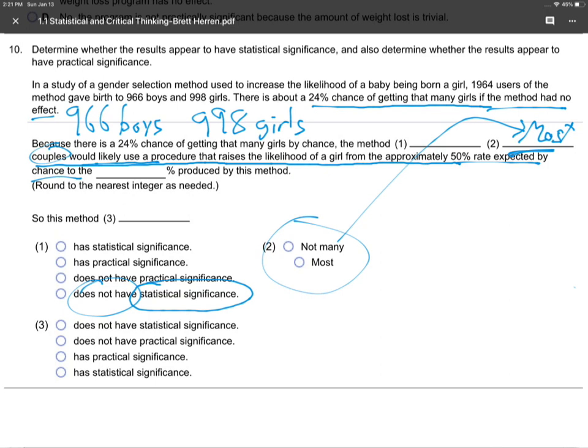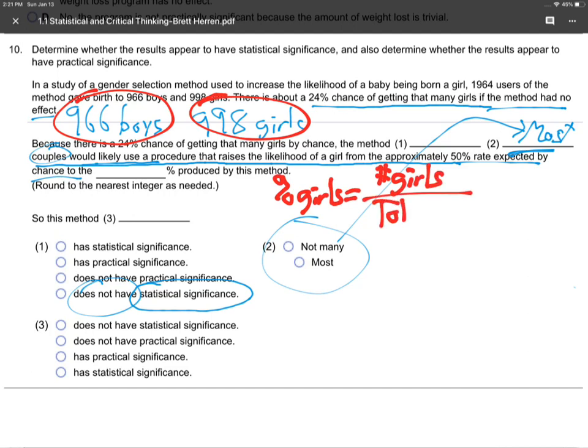No. What do we got to do? What does percentage mean? If I said, hey, what percentage girls came out? 998 girls, 966 boys. What percentage were girls? How do we figure that out? Add them together and divide. Yeah, whenever you do percent, it's part of the whole. You got to put the total on the bottom. So the percent girls is going to be the number of girls divided by the total number of girls plus boys. Is that making sense?